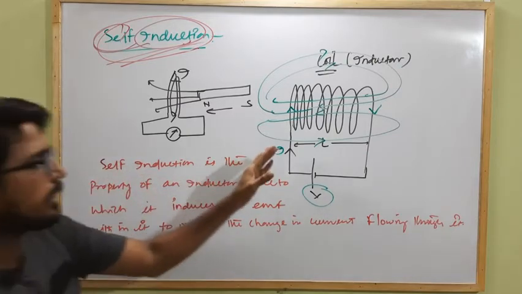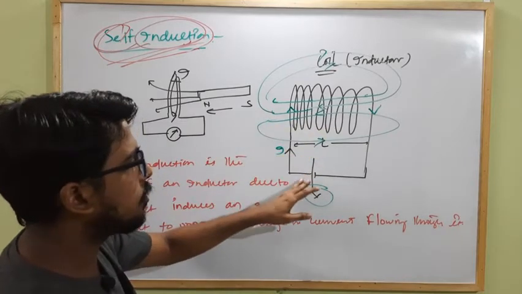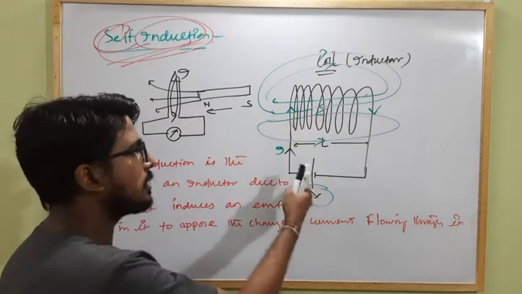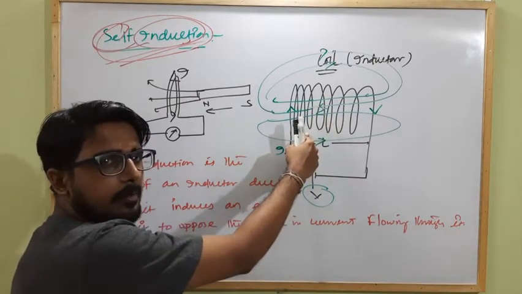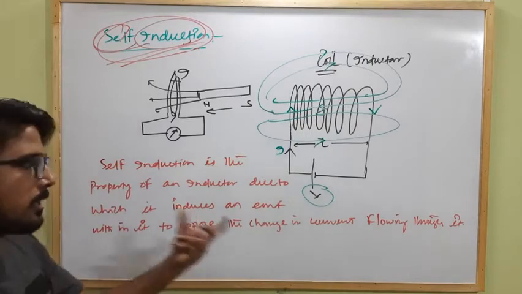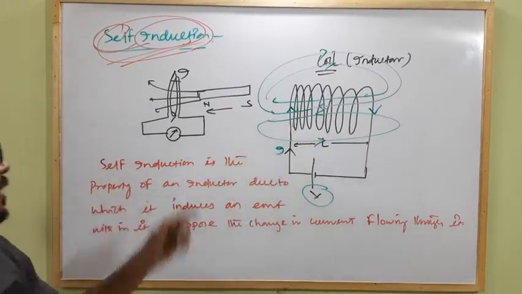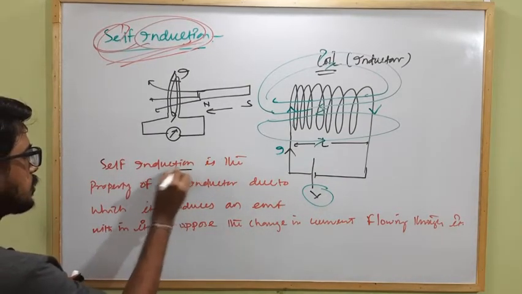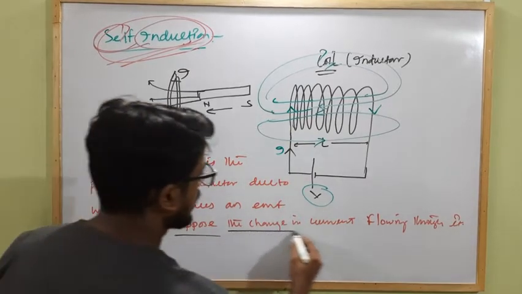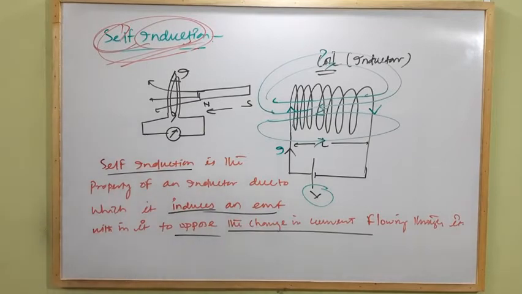Clear? So when a current tries to flow through this inductor, initially there will be zero current, then the current tries to flow, that means the current changes from 0 to I. So it will induce an EMF within it by itself to oppose the change in current. This phenomenon or property of an inductor is known as what? Self-induction, because by itself it tries to oppose the change in current by inducing an EMF. Clear? Okay.